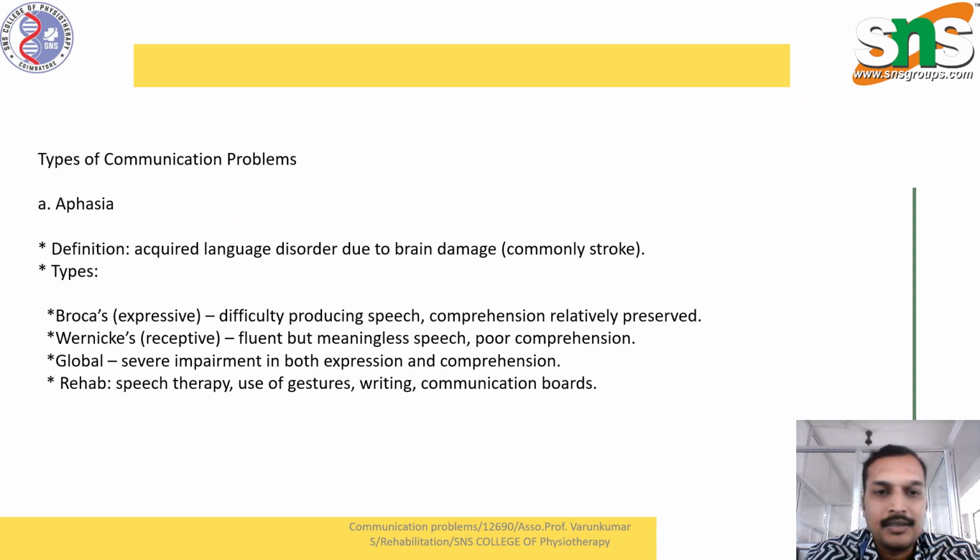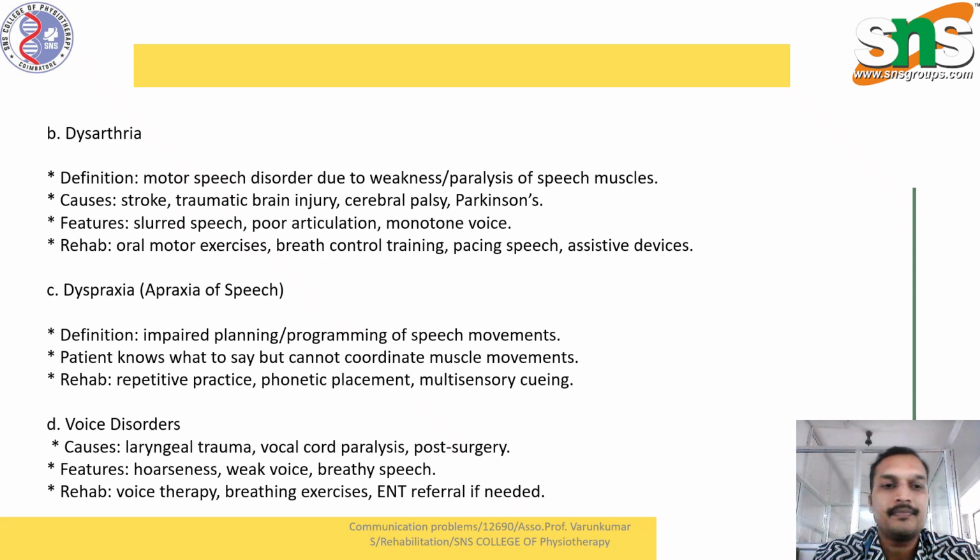In Broca's aphasia, there is difficulty in producing speech, with comprehension relatively preserved. In Wernicke's aphasia, there is fluent but meaningless speech, and also poor comprehension. In global aphasia, there is severe impairment in both expression and comprehension. Rehab should focus on speech therapy, use of gestures, writing, and communication boards.